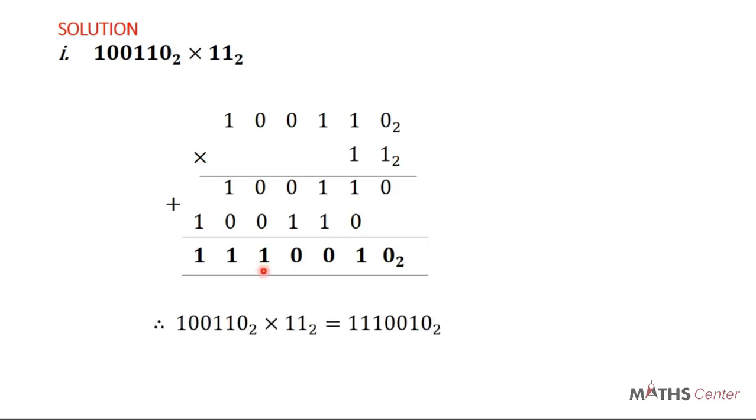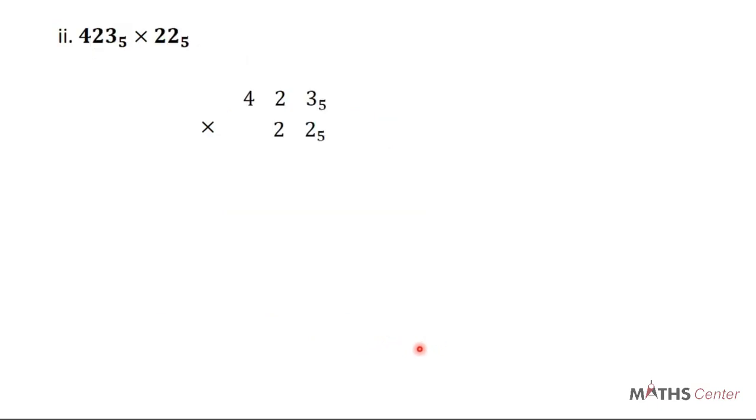Let's pick the next example. So we can say that if you have 1 0 0 1 1 0 base 2 times 1 1 base 2, you are going to have 1 1 1 0 0 1 0 base 2. The next example is 4 2 3 base 5 times 2 2 base 5. So we arrange them such that we can multiply.